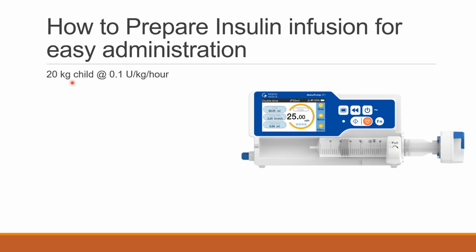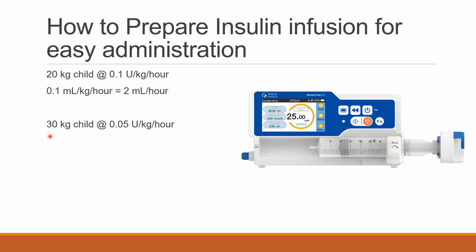Suppose there is a 20 kg child and, due to some indication like severe DKA, you want to give 0.1 unit per kg per hour, and you have prepared the solution as per our discussion in the previous slide. So 1 unit is equal to 1 ml. How much will you give? Unit has become equal to ml, so 0.1 unit per kg per hour is now 0.1 ml per kg per hour. Multiplied by 20, that is 2 ml per hour. So for a patient of 20 kg, if you give 2 ml per hour, that becomes 0.1 unit per kg per hour.